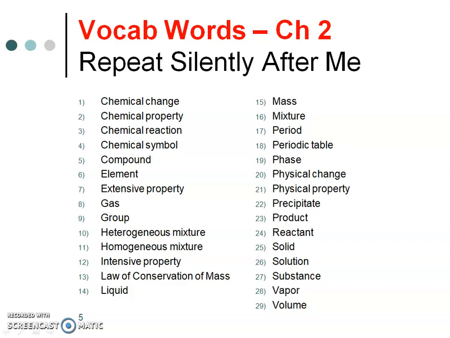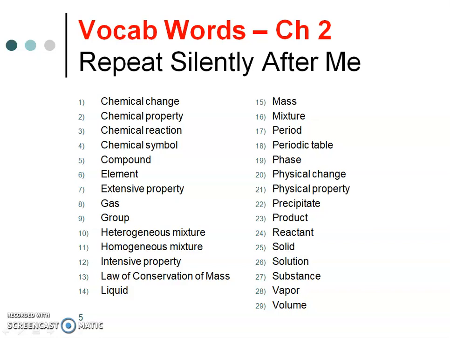Chemical change, chemical property, chemical reaction, chemical symbol, compound, element, extensive property, gas, group, heterogeneous mixture. Some people say this homogeneous mixture. I like to say homogeneous mixture.